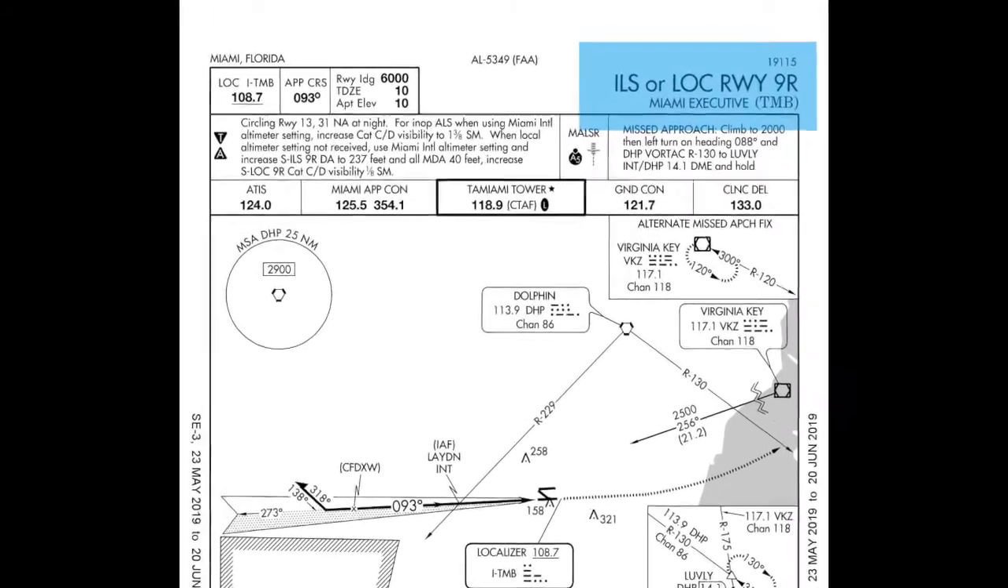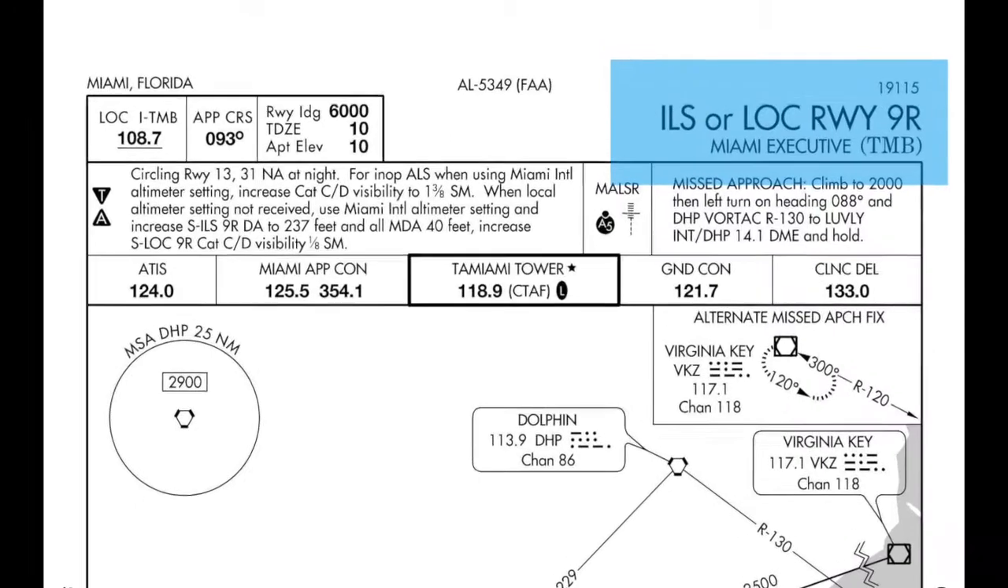Okay, so today we're going to be talking about briefing approach plates. And for the first example, we're going to talk about the ILS 9 right over at TAM Miami, or Miami Executive. So the plate here you see is the ILS localizer 9 right.